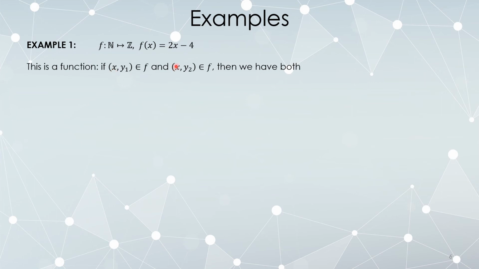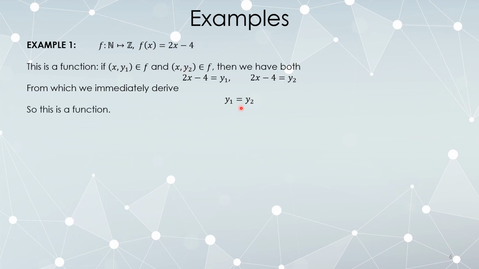So suppose I plug the number x in, and I get out the number y1, but I also get out the number y2. So this says f of x equals y1. This says f of x equals y2. The equality sign is transitive, so we can immediately claim if they're both equal to 2x minus 4, then they're equal to each other. And that's that second condition of being a function. Something from the domain was related to two different items from the codomain, and we were able to conclude that they were the same item to begin with. So this is indeed a function.